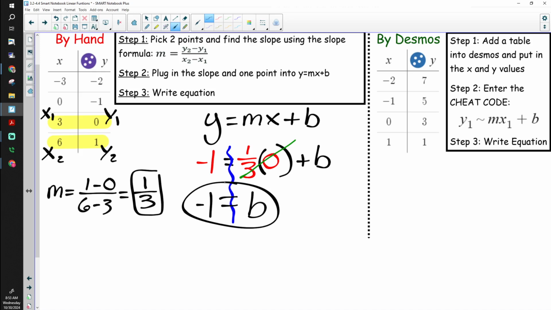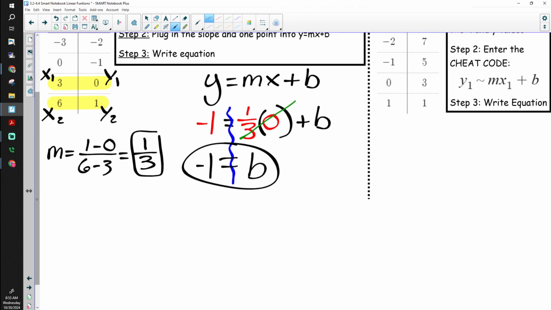So guess what we get to do now? Write the equation. So write your equation. Y equals mx plus b. Plug in your m, plug in your b. Okay.